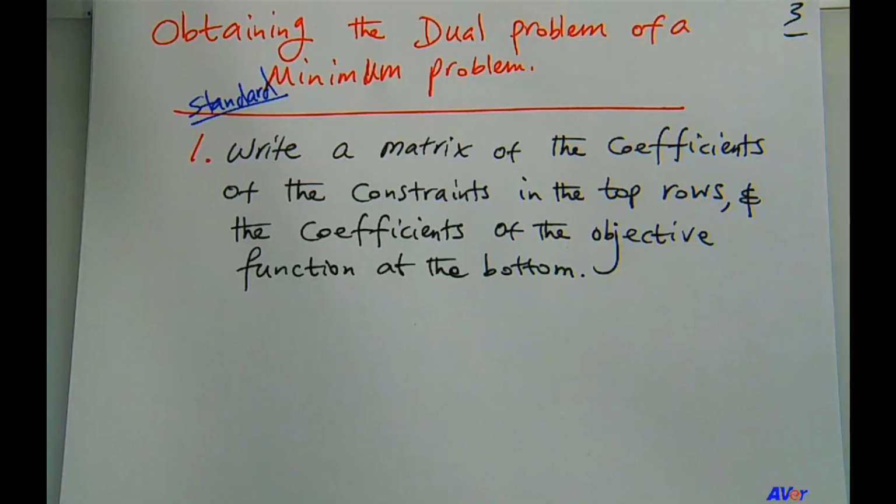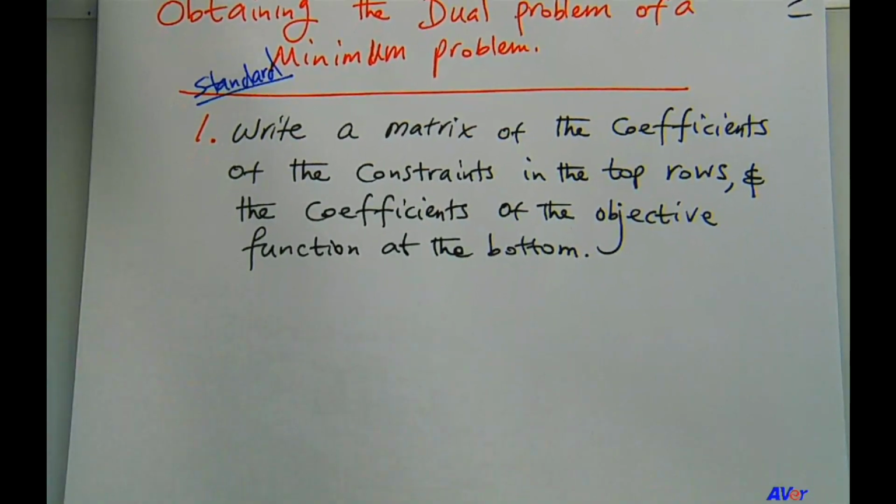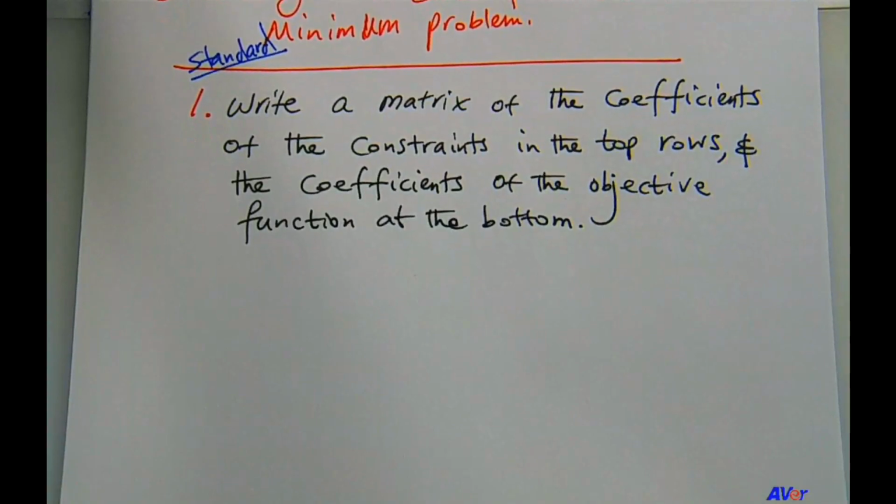Remember, in the maximum problem, we had to rearrange those coefficients, move them all to the left and set the entire objective function equal to 0. Here, that's not how we begin. This is how we start, and you'll see examples of how this works.